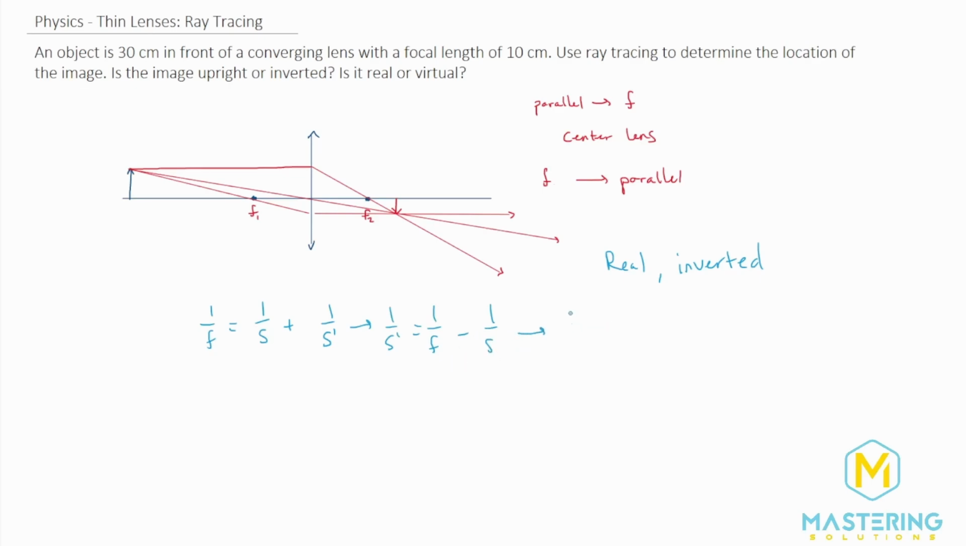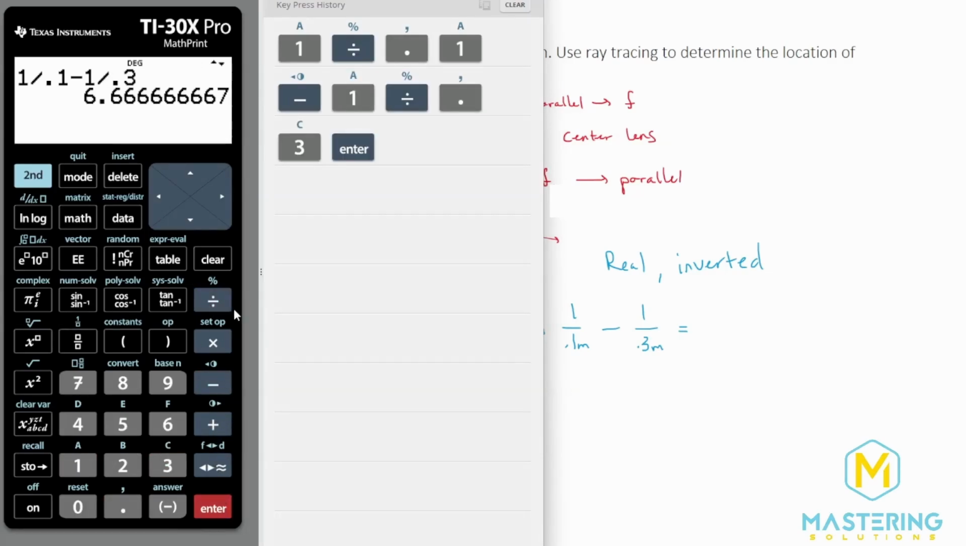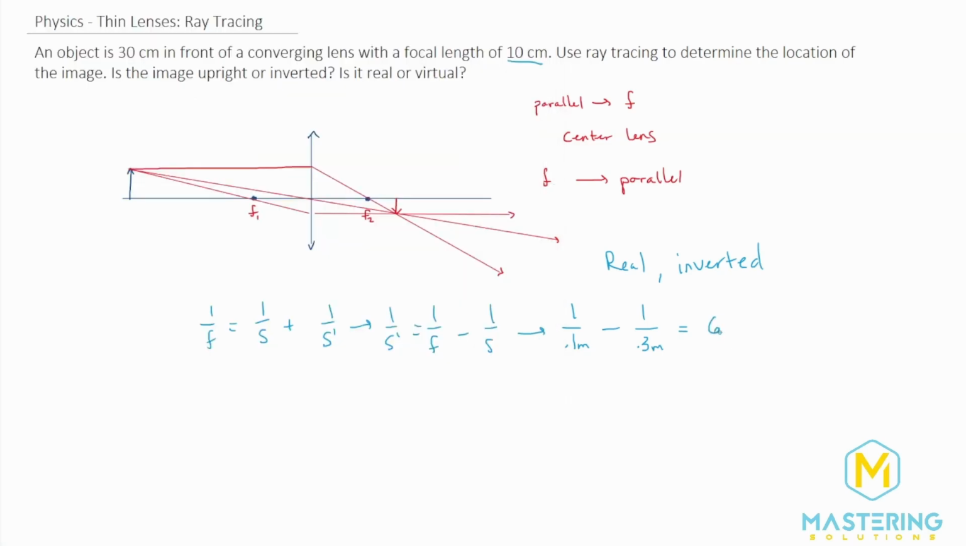And so when we plug in our numbers, we have 1 over the focal point, and that's 0.1 meters for the focal length of our lens. And it's a positive lens since it's converging. Then we're going to subtract 1 over the object distance, which was 30 centimeters. Since it's on the front side of the lens over here, by convention, that will be a positive value. So that'll be 0.3 meters. And so we have 1 divided by 0.1 minus 1 divided by 0.3. And that gives us 6.67 diopters.